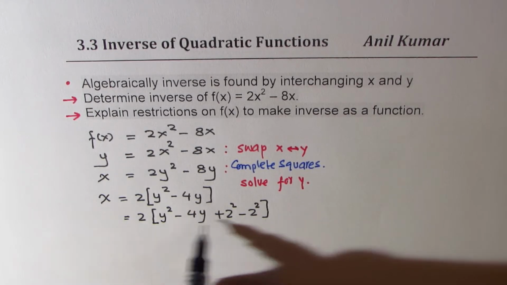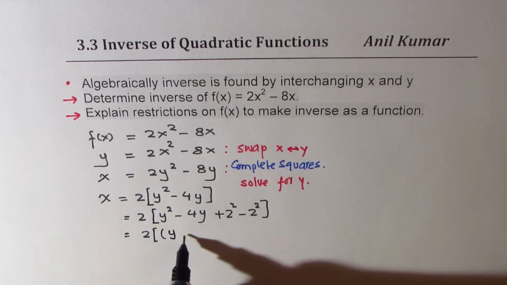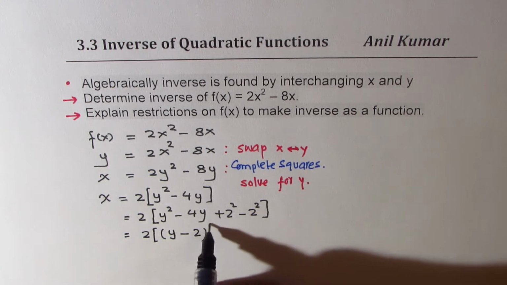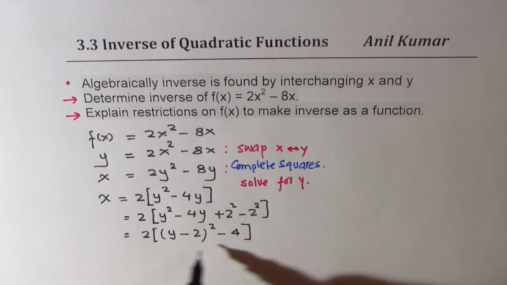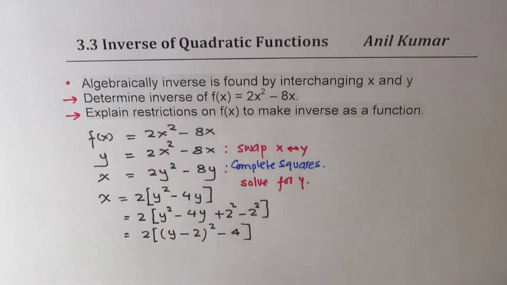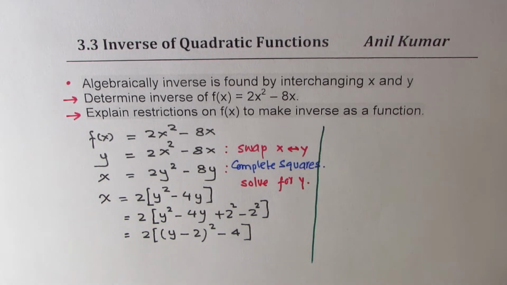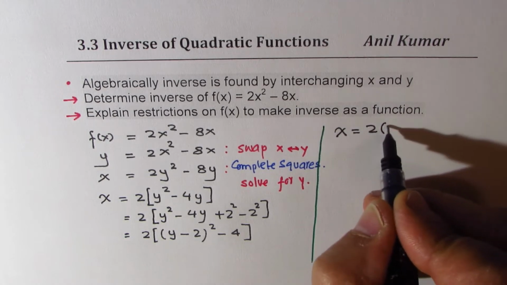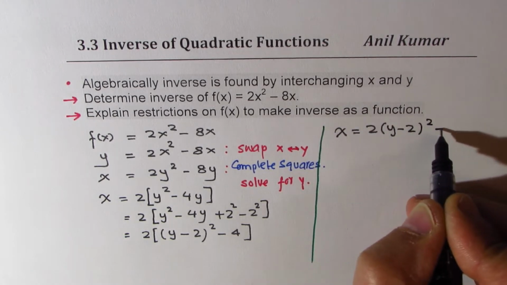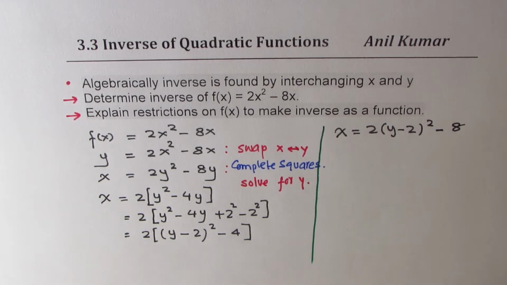Now this makes the first three terms a perfect square, and so you could write this as y minus 2, from this place, correct? And minus 2 square gives you 4. So that is the vertex form of your parabola, correct? Once you get the vertex form, then it is simpler to find the inverse. So first step is to get the vertex form. So let's rewrite. So we have x equals 2 times y minus 2 whole square minus 2 times 4 as 8. So don't forget to multiply 2 with both.